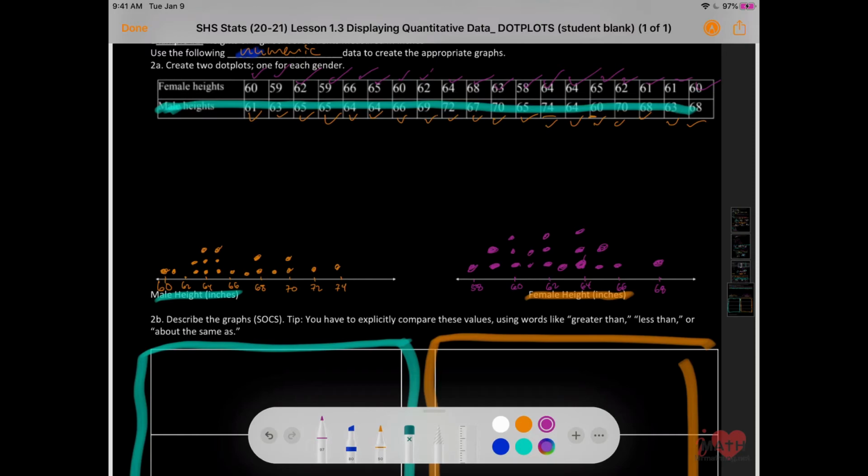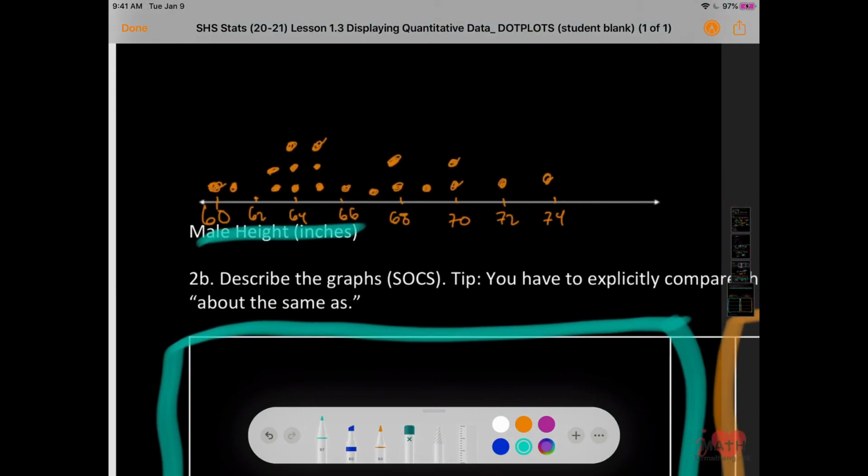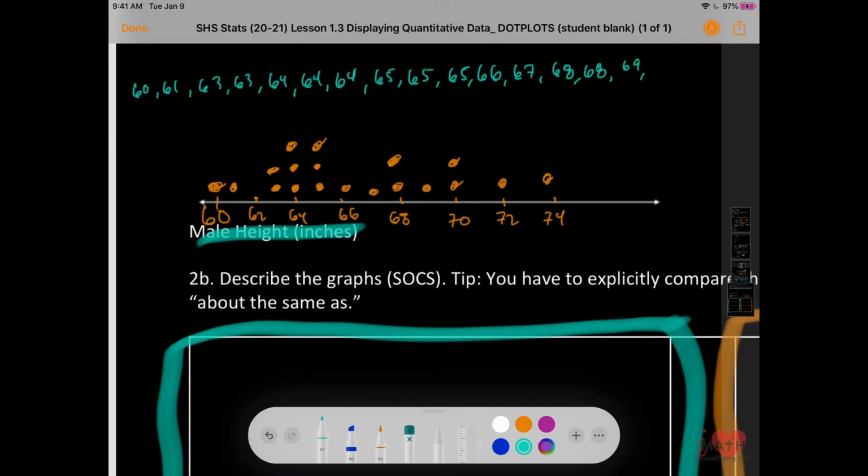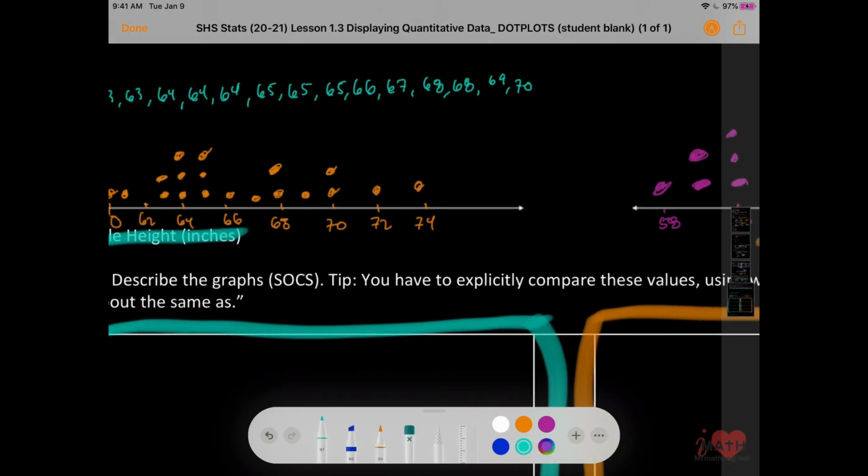All right, I'm going to do the males. I'm just going to write them from least to greatest, and then the females, I'll probably just give you the answer. I can use this dot plot actually to an advantage because now I've kind of already listed out from least to greatest. How do I know that? There are only 1 60, 61, no 62, 63, 63, 64 three times, 65 three times. So there's an advantage of using the dot plot even in that way. 66, 67, 68, 68, 69, 70, 72, and 74.